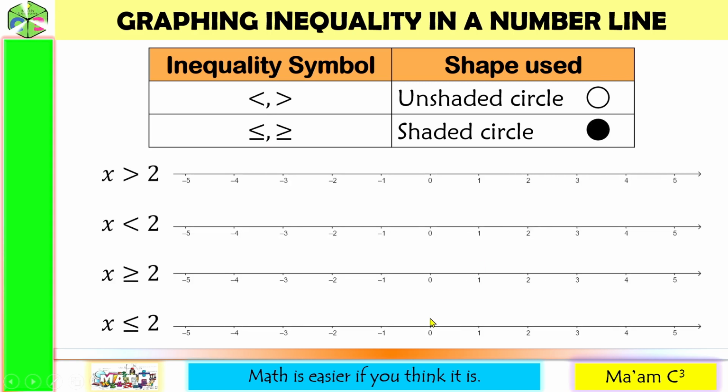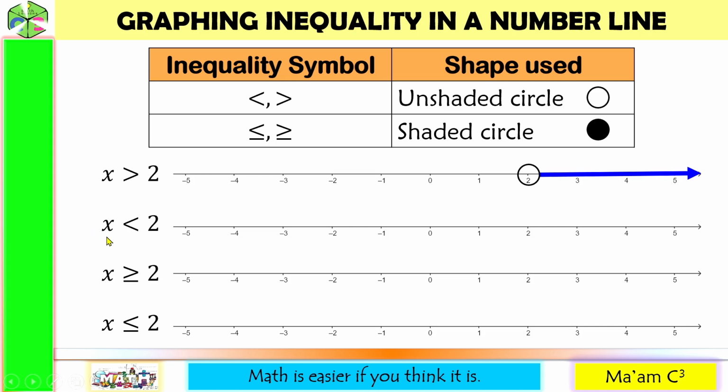Let us graph the following in a number line. This is x is greater than 2. So we'll start with 2. Since this is only greater than, we're going to use unshaded circle. X is greater than 2, meaning values of x that are greater than 2. So from 2, going to the right.